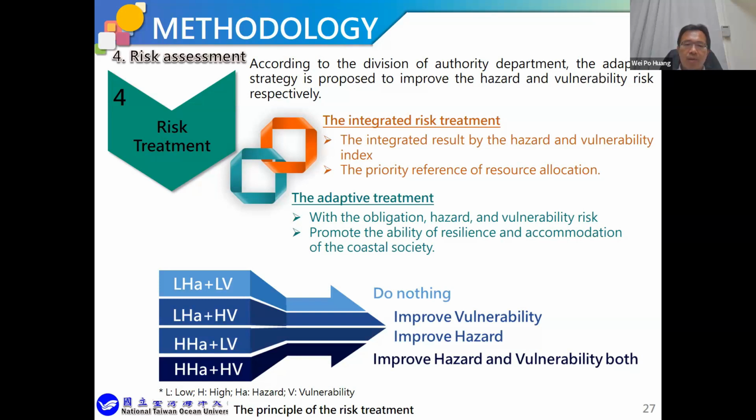One scenario may be dominated by hazard, while another may be primarily governed by vulnerability. Therefore, the risk treatment involves strategically reducing the overall risk by addressing either the hazard or vulnerability, depending on their relative contributions to the composite risk level. The targeted approach ensures that interventions are tailored to the specific dynamics of each risk scenario, enhancing the effectiveness of risk mitigation strategies.